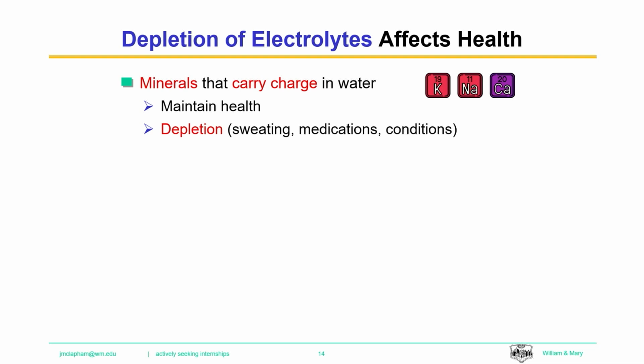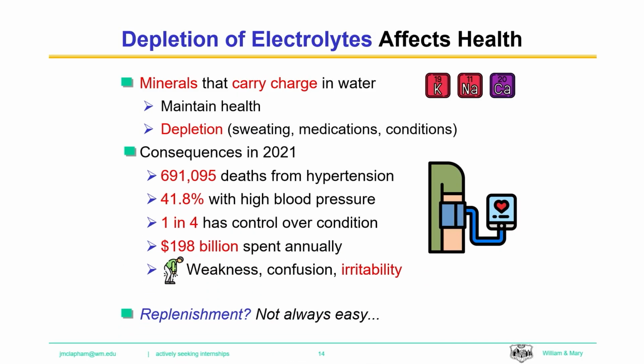The depletion of electrolytes has negative consequences. Some are life-threatening and some are just performance affecting. An alarming statistic is that in 2021, 700,000 people died from the worst symptom of electrolyte depletion and other things. But electrolytes help maintain blood pressure, and 700,000 people died from hypertension. Nearly half the US population has hypertension, and out of that half, only a quarter have their condition under control. Electrolytes really could help them, but it's really hard to know how well you're replenishing your electrolytes.